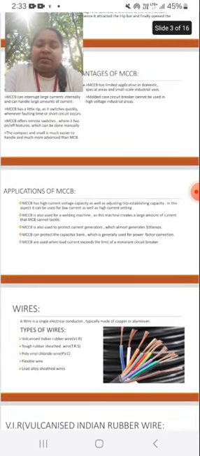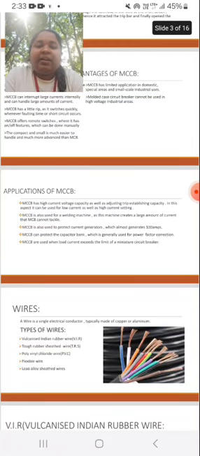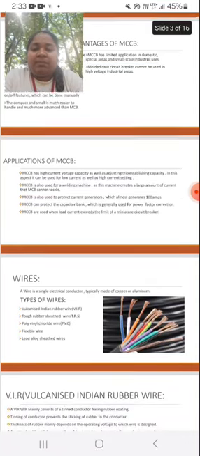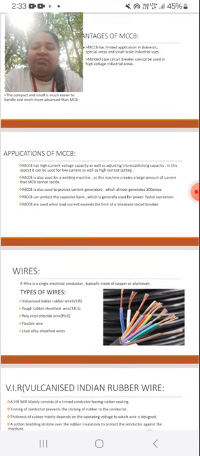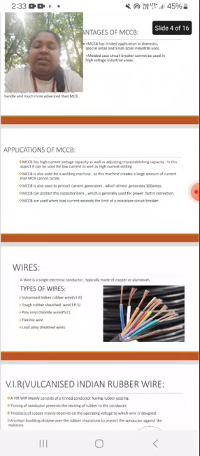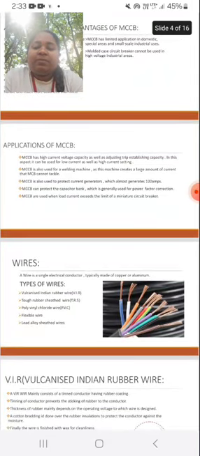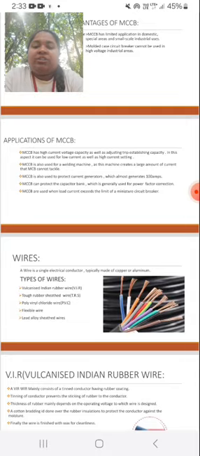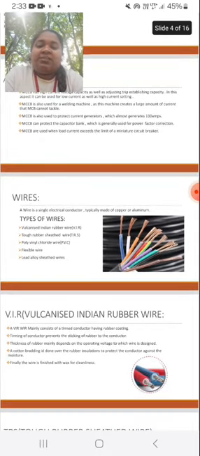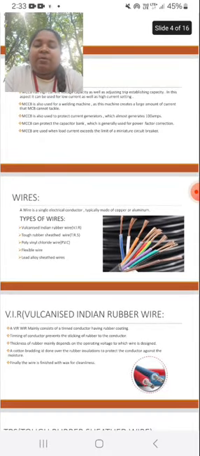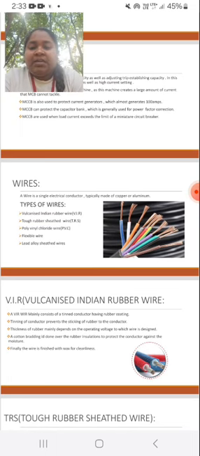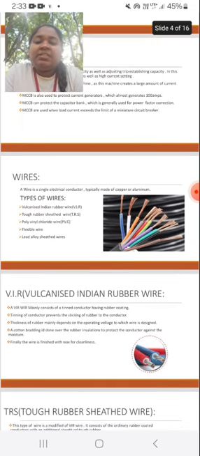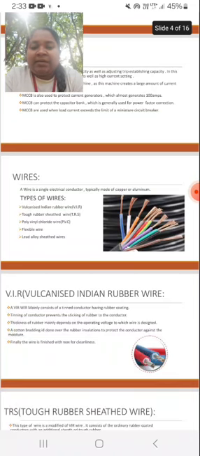Next, the topic is wire. A wire is a single electrical conductor typically made of copper or aluminium. There are 5 types of wires: VIR, TRS, PVC, flexible wires, and lead alloy sheathed wires. First one, VIR. VIR stands for vulcanized Indian rubber wire, which mainly consists of a tinned conductor having rubber coating. Tinning of the conductor prevents the sticking of rubber to the conductor.